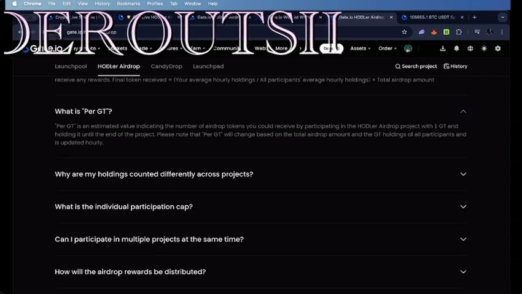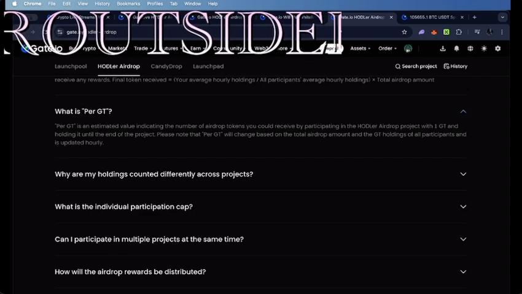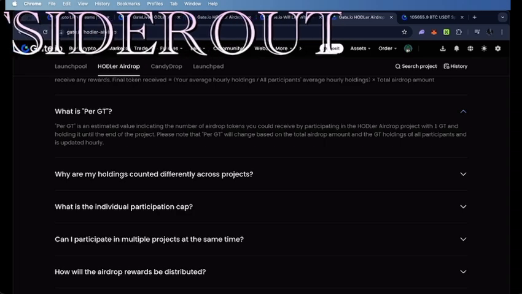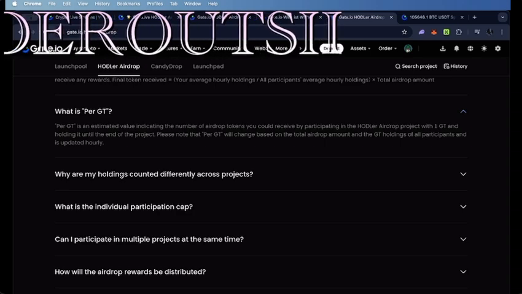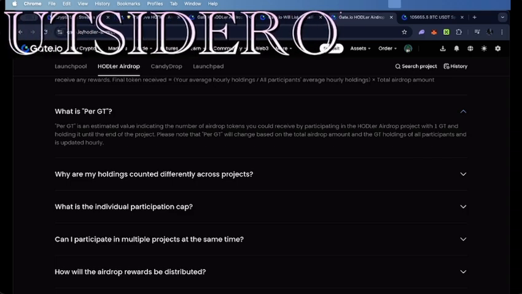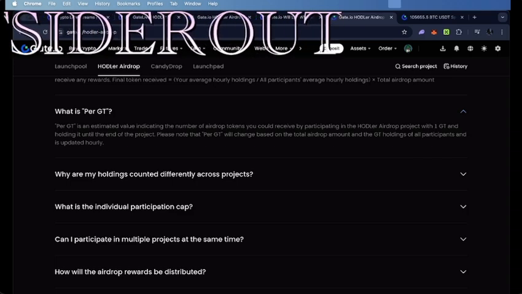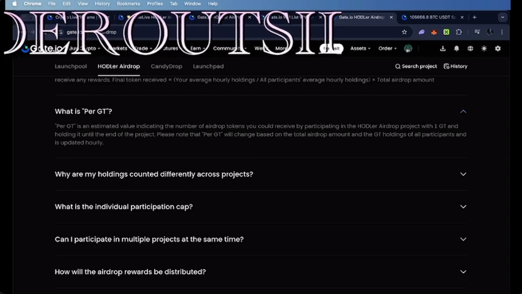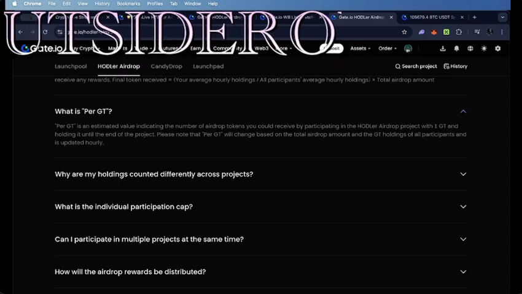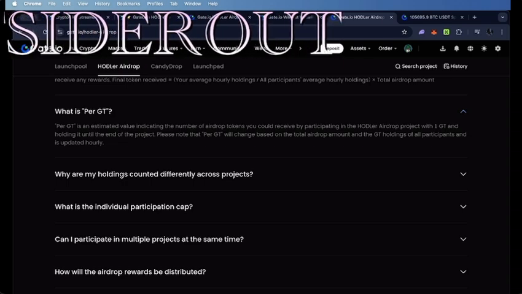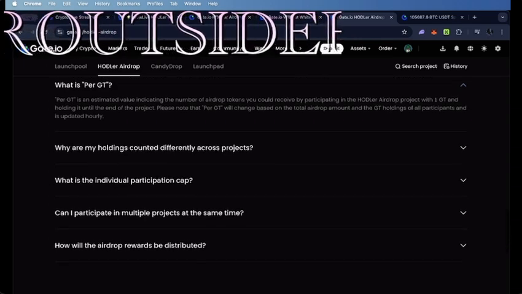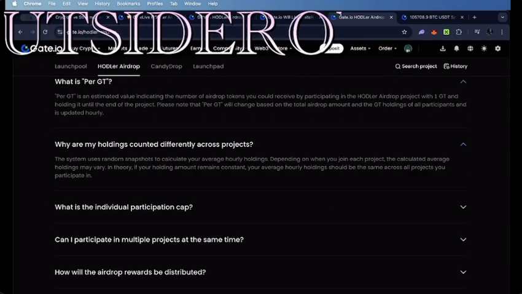What is per GT? Per GT is an estimated value indicating the number of tokens you could receive by participating in the HODLer airdrop project with 1 GT and holding it until the end of the project. Please note that per GT will change based on the total airdrop amount and the GT holdings of all participants, and is updated hourly.